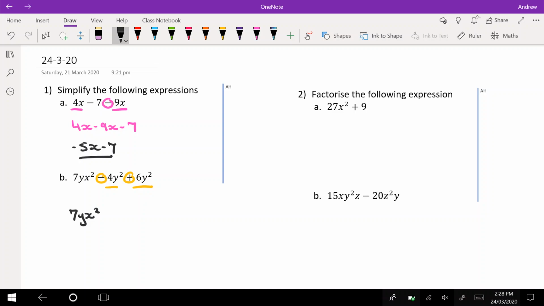But Charlie, what should we be writing as well? So negative 4y squared plus 6y squared, what does that get us? 2y squared. Negative 4y squared plus 6y squared gets me to 2y squared, all right?